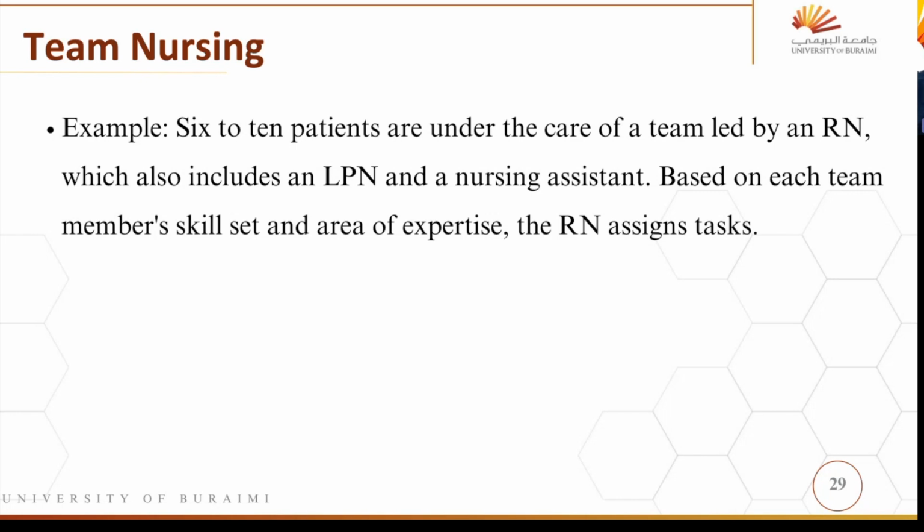Based on the characteristics of the group, each team will be responsible for different skills, and the registered nurse or team leader will give directions to the nurses on what to do and how to do it, and follow up all the care for these 6 to 10 patients. Important here in team nursing is that the team leader is not the charge nurse. That is something different, and the leader is only responsible for these 6 to 10 patients and their own team, to provide the required care for them.